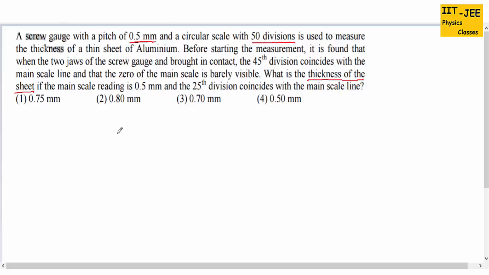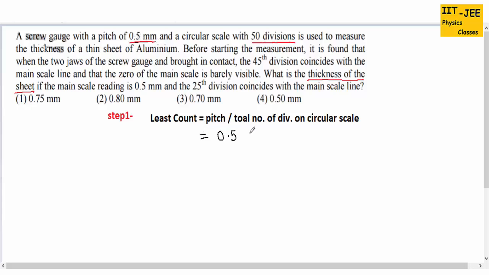So we will start by finding the least count. For that we will use the formula least count equals pitch over total number of divisions on the circular scale. Pitch is given as 0.5 mm, divided by the total number of circular scale divisions, which is 50. That will give us 0.01 mm. So this is the least count of this screw gauge.